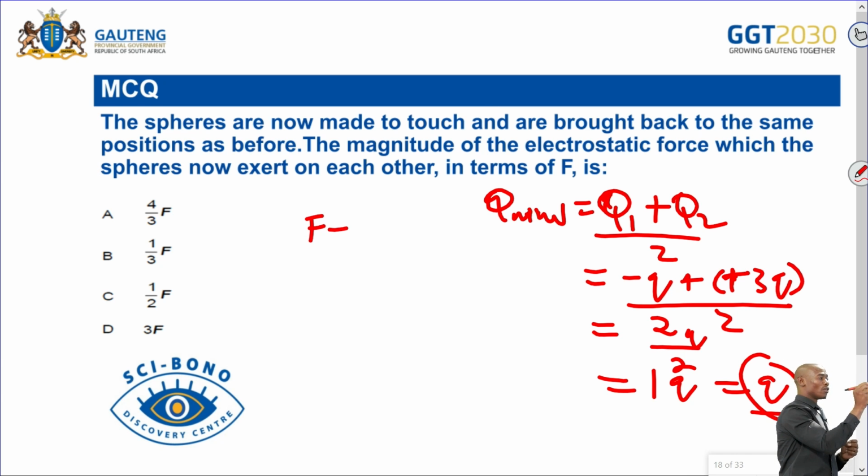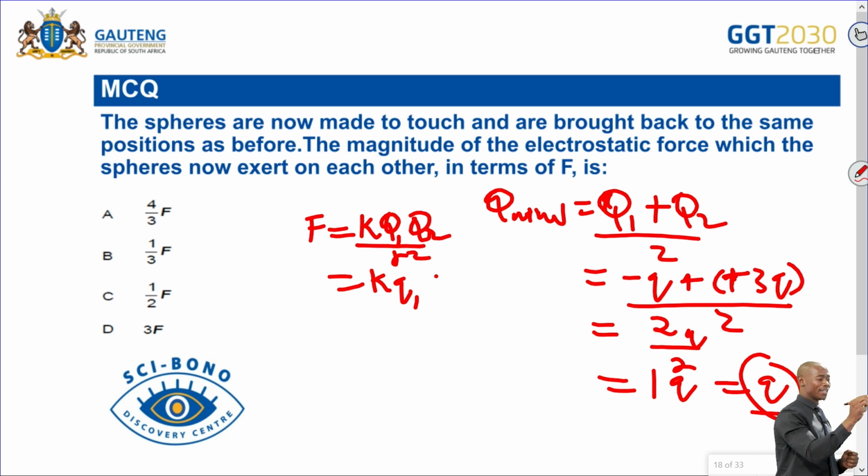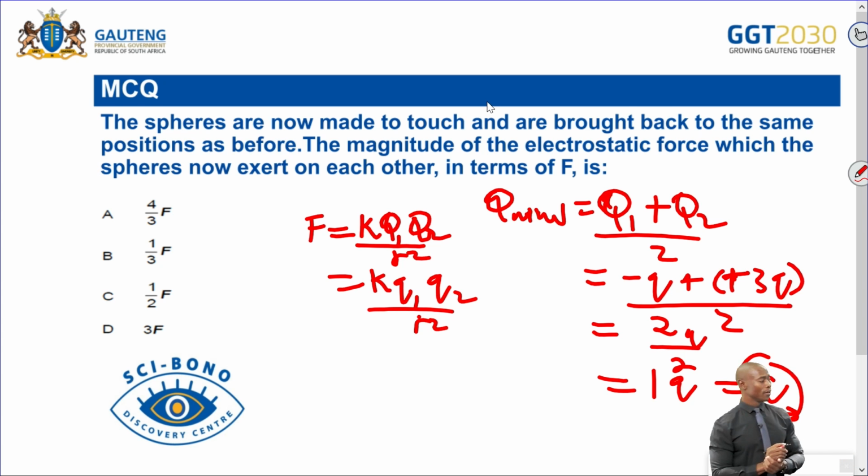The force will be KQ1 Q2 over R squared. Remember, it's Q1, Q2 over what? Over R squared. Okay, so this is what I have now. So what are they looking for here? The magnitude of the electrostatic force which the spheres now exert on each other after the contact.